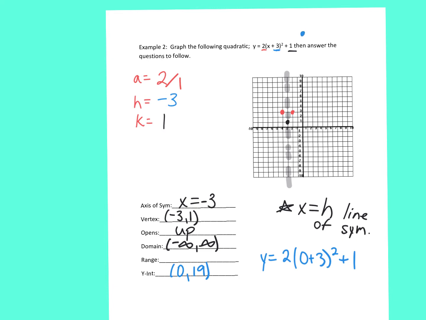Where'd you get 19? We plugged in 0 for x. Can you plug in any number for it? You can plug in any number. Yep, as long as it's not one that you've already used. So now I'm just going to reflect that, which doesn't have to be perfect, but it would be right about there. And now my U looks like this.